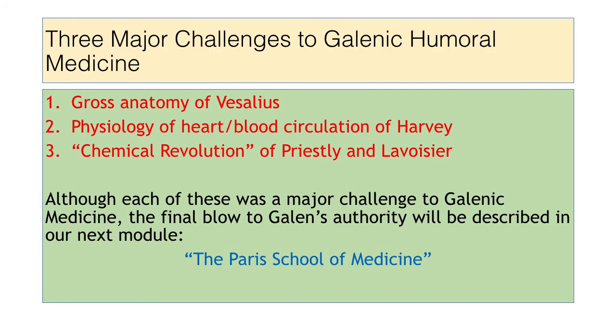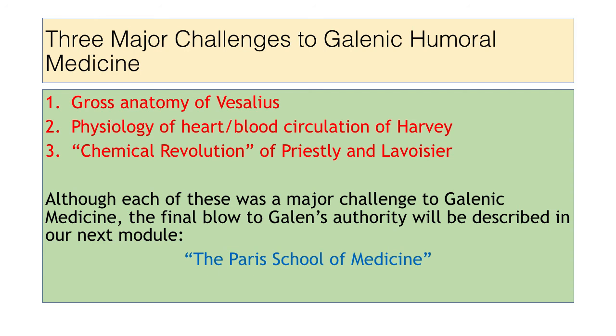So to recap, the Galenic humoral medical paradigm, which had dominated for thousands of years, was now starting to see challenges. And we have talked about three of these challenges: the gross anatomy, as presented by Vesalius, the physiology of the heart and circulatory system, as presented by Harvey, and the chemical revolution, furthered by the discoveries of men like Lavoisier and Priestley.